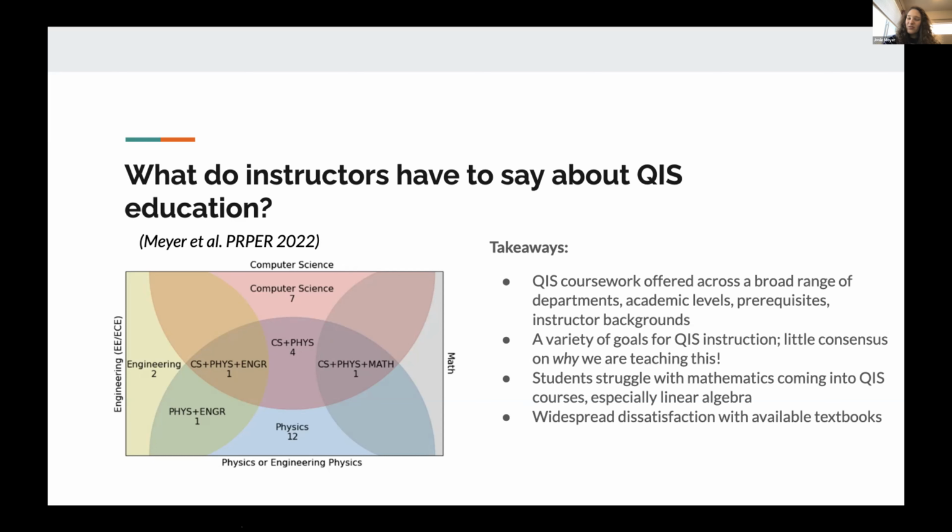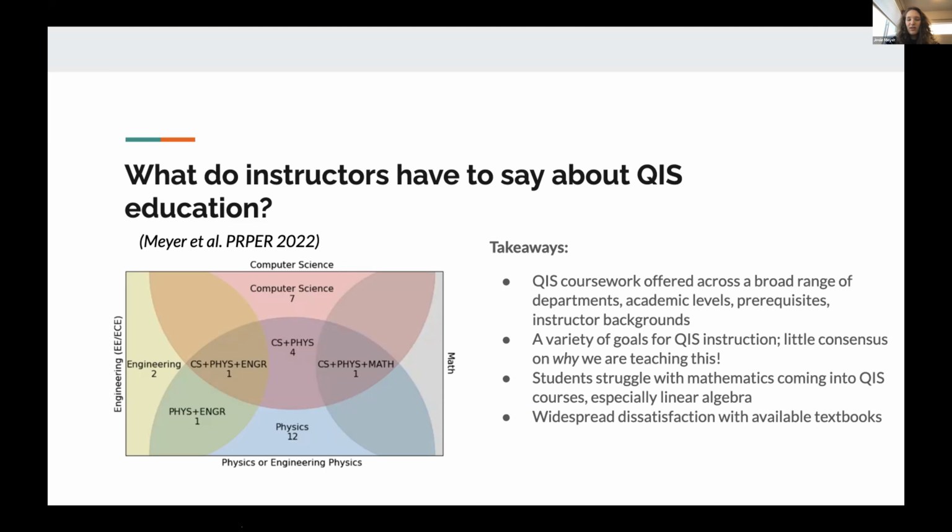We also found that there's a variety of goals for this instruction, and there seems to be relatively little consensus on why we are teaching this beyond broad ideas like workforce development. Are we teaching quantum computing, for instance, to undergrads because we want them to be able to run quantum algorithms, or are we more interested in using this as a backdoor to get non-physicists interested in quantum mechanics? I can't tell you which is the right or the wrong answer, but I can tell you that these are all themes that we heard.